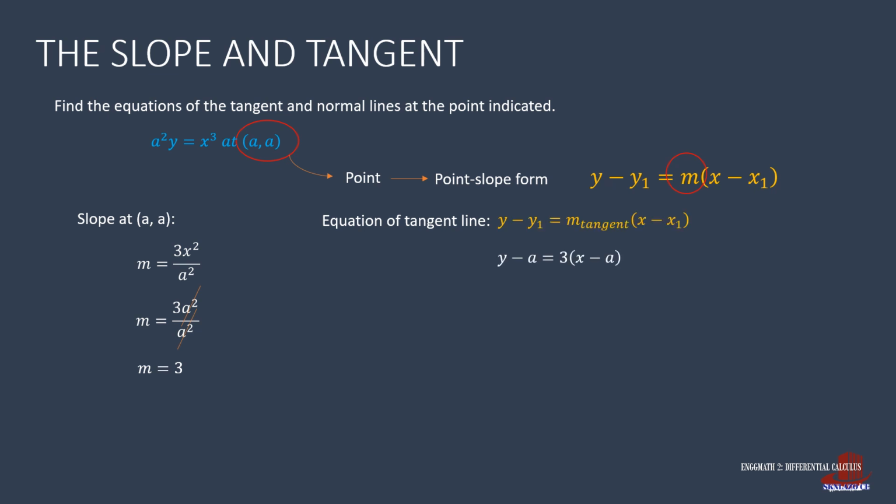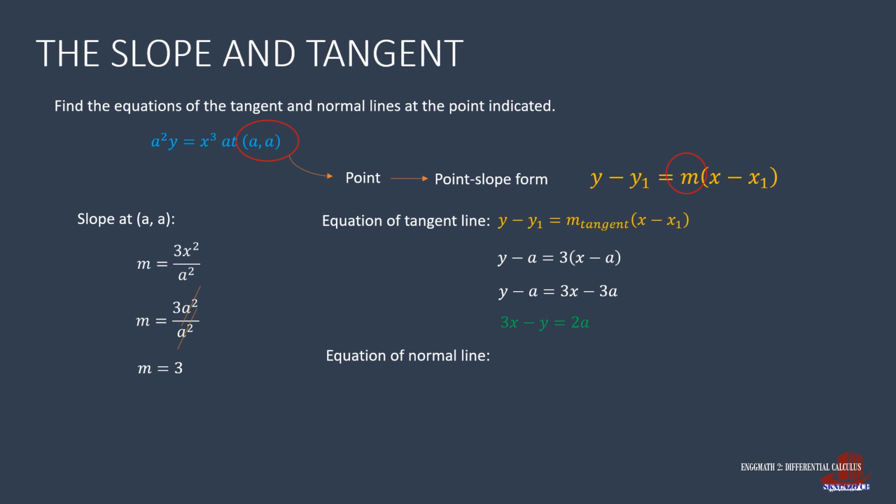Substitute the coordinates and the slope, and have y minus a equal to thrice x less a. Distribute the constant and have y minus a equal to 3x minus 3a. Arrange terms and have 3x minus y equal to 2a. This is the equation of the tangent line.